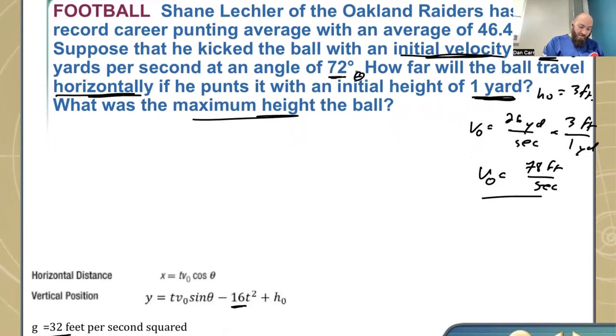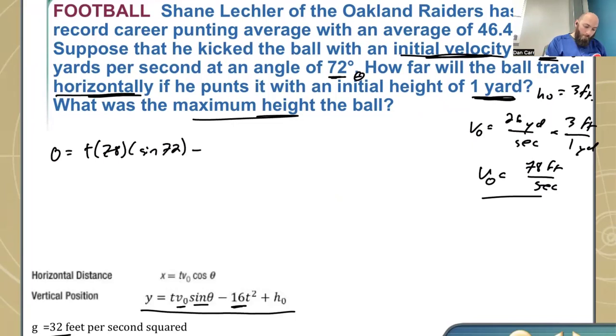So the idea is that we need to find from this the amount of time it takes for it to get up to a certain height, and back down to 0. So in that case, I'm going to say when the vertical height is 0, that's going to equal t times v times sine of theta. So that's going to be t times initial v, which is 78, times the sine of 72, minus 16t squared, plus my initial height of 3.